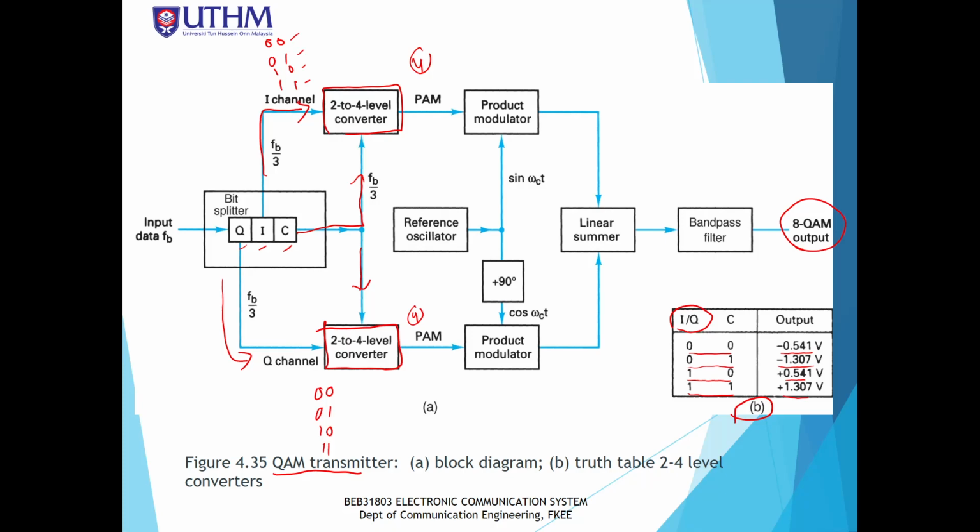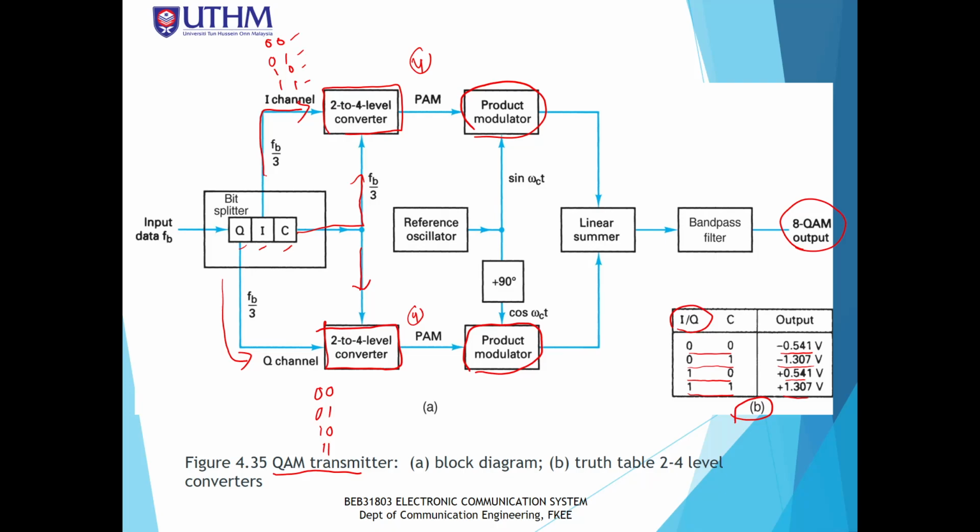Okay, and this is also known as the PAM signal, pulse amplitude modulation signal, which has different levels of signals. We have 4 different levels. And then what? We have 4 different levels of voltage, and we put them inside the product modulator. So both the I channel and the Q channel have a product modulator. The product modulator will multiply the input.